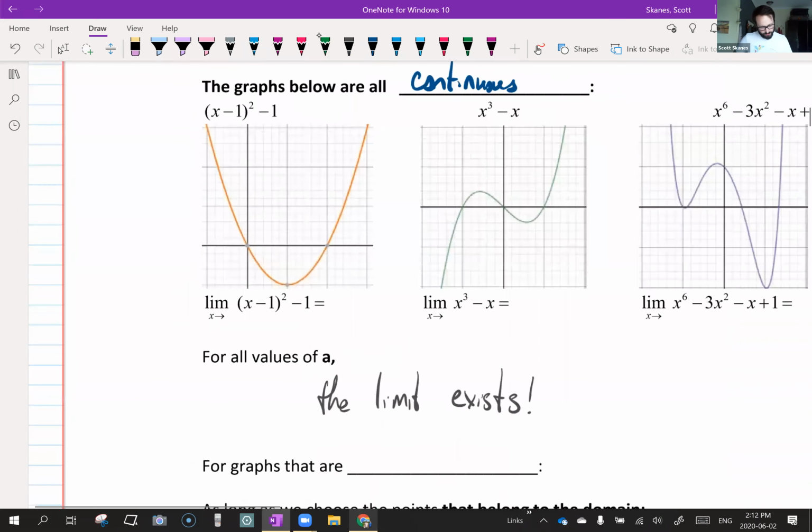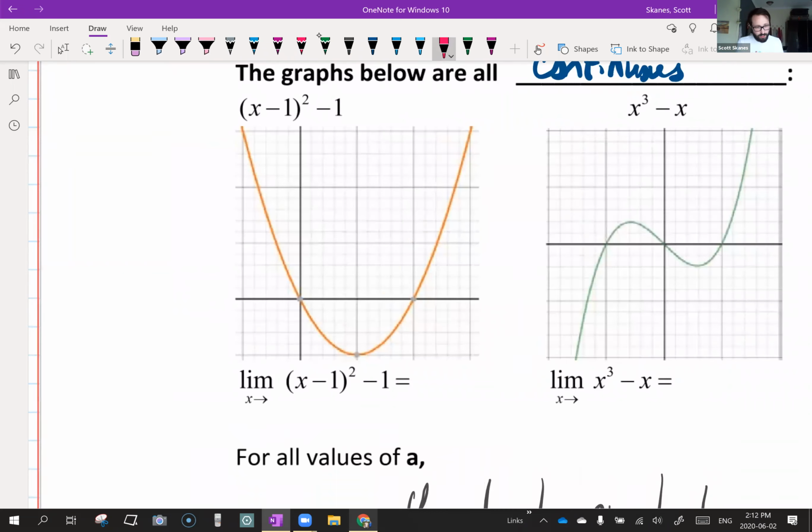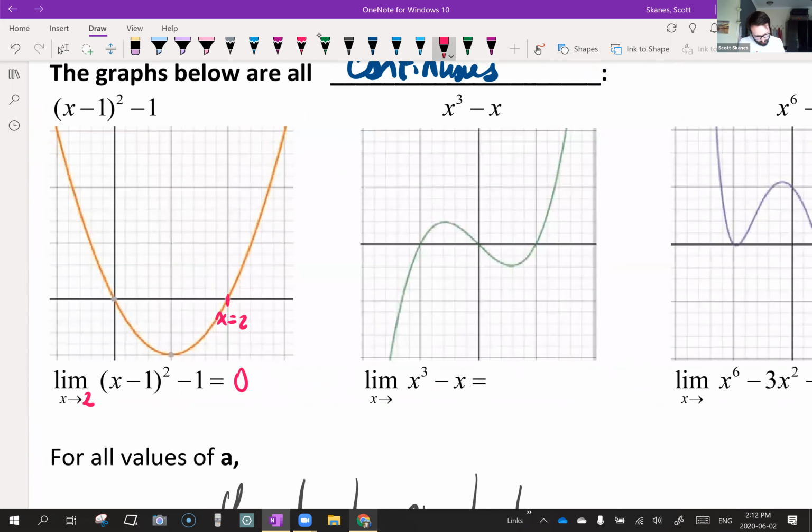Let me zoom in on the first one. Let's just say I wanted the limit as we approached x equals 2. Well, you just look at this, you see that this is x equals 2. You can say clearly that the limit's got to be 0. Okay, that's all I'm talking about. What about the second one? What about when it approaches -1, so over here? What's the limit there? Also 0.